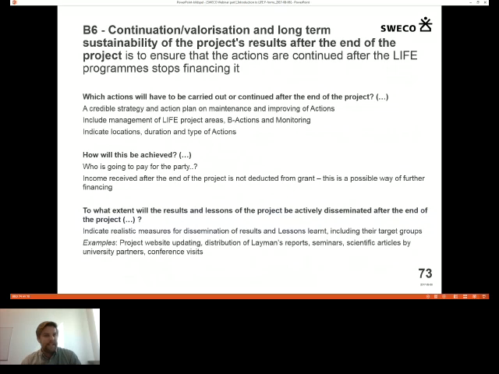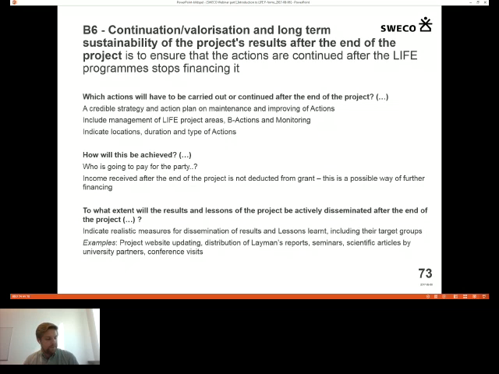And then finally, B6 is the continuation or the valorization and the long-term sustainability of the project results after the project has ended. I always get a bit of a stomach ache when I see this, because I feel I don't really want to write it, because you have to even fantasize what will happen in 5 years. No one knows really, to be honest. But it is quite straightforward when you look into the different questions that are covered by B6. And they also don't require too many characters to be written.